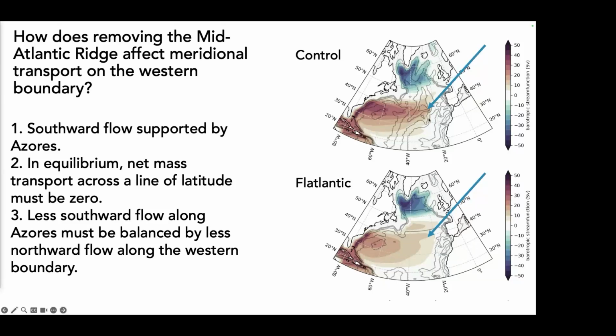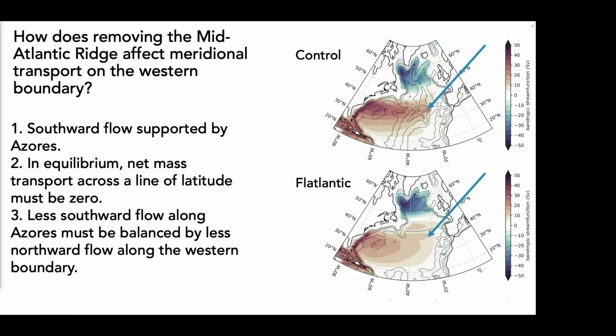If you're in an equilibrated simulation, across a latitude line, you should have no net mass transport. So if you remove the Mid-Atlantic Ridge, you no longer are supporting this transport down here that's southward. That means on the other side, you must weaken the northward transport in order to compensate once you get to equilibrium. So you're basically affecting the Gulf Stream and the deep western boundary current on this side, strengthening or weakening them in a way that is giving you SST biases that you need to remove.